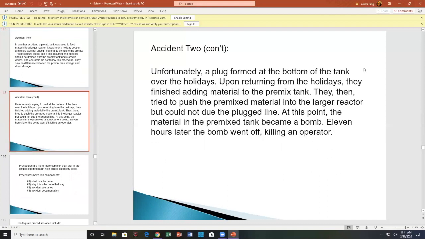Unfortunately, a plug formed at the bottom of the tank over the holidays. There's no place for a plug to form in drums. Returning from the holidays, they finished adding the material, then they pushed the material. Unfortunately, at this point, the material in the premix became a bomb. 11 hours later, the bomb went off, killing the operator. Oh, considerable damage as well. I mean, it's like a four-story building, top floor, basically became a scene out of a horror movie.